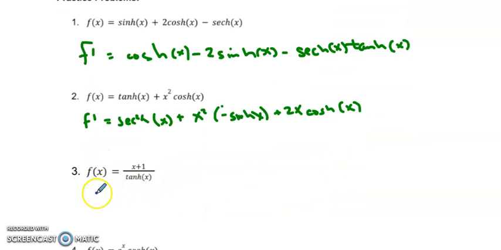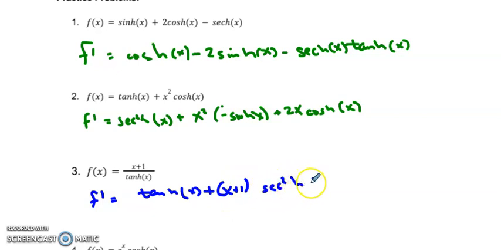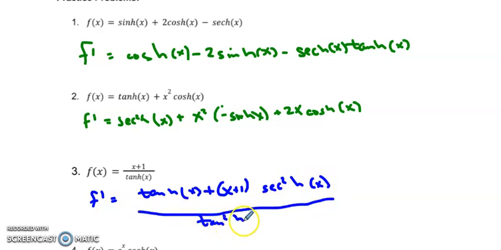Now we're going to do a quotient rule where I have low d high, so tanh of x stays by itself. The derivative of x plus 1 is 1, and then I'm going to leave x plus 1 alone and differentiate hyperbolic tangent to hyperbolic secant squared. And then in my denominator, I will have the hyperbolic tangent squared of x.